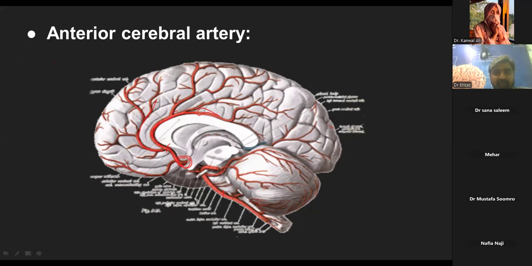What about this one? This artery, sometimes it comes here. That is the callosomarginal. These two arteries are very important. In which approach? Anterior interhemispheric transcallosal approach. It is important in the anterior interhemispheric transcallosal approach. Why is it important?